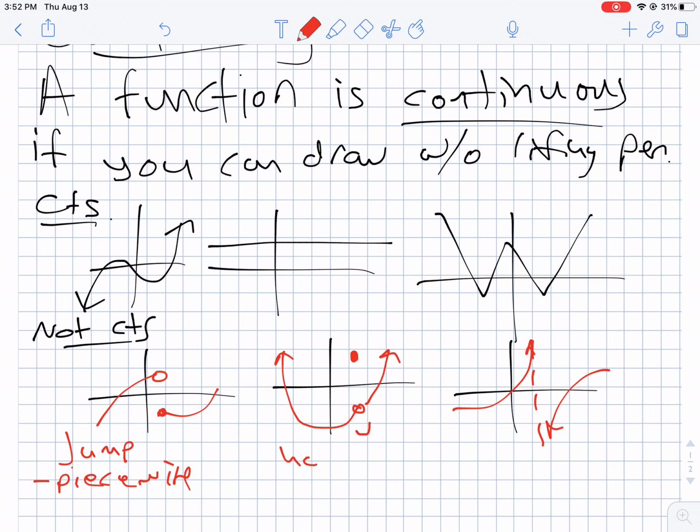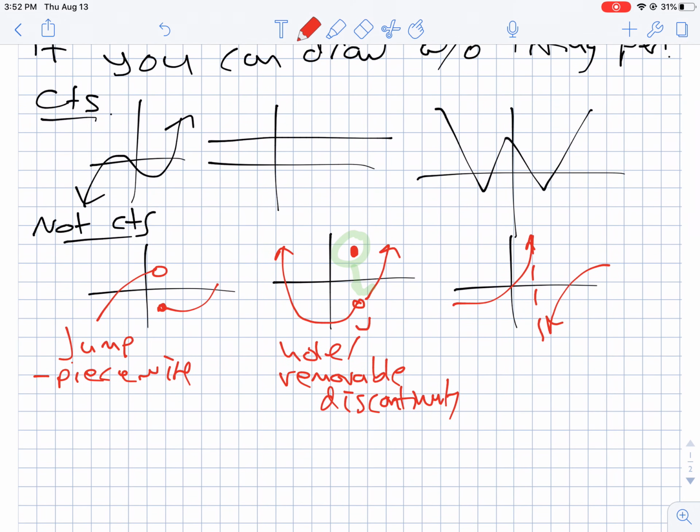This is what's called a hole or a removable discontinuity. And the reason it's a removable discontinuity is because if you were able to somehow pick up this red dot and put it in the hole, it would no longer be a discontinuity. You'd have a continuous function if you could fill that dot in.